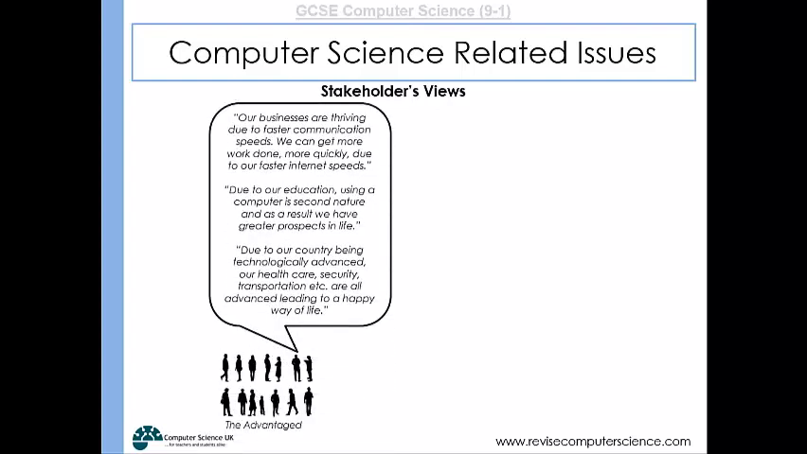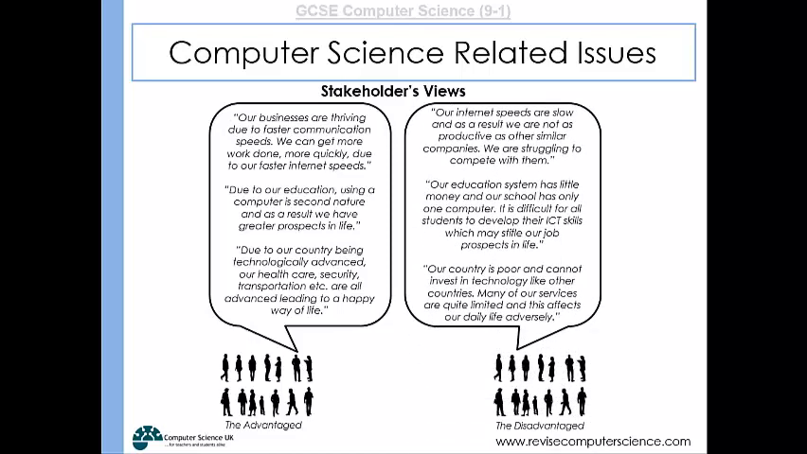So the advantaged might say that our businesses are thriving due to fast communication speeds. We can get more work done more quickly due to our fast internet speeds. Due to our education, using a computer is second nature, and as a result, we have greater prospects in life. Due to our country being technologically advanced, our healthcare, security, transportation are all advanced, leading to a happy way of life.